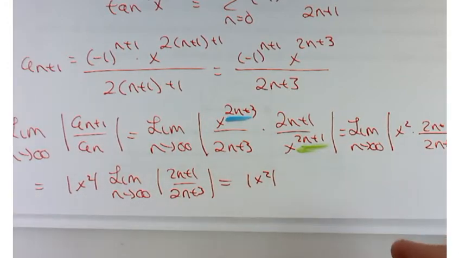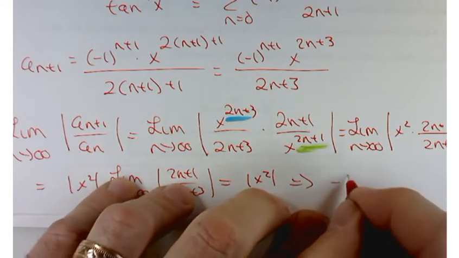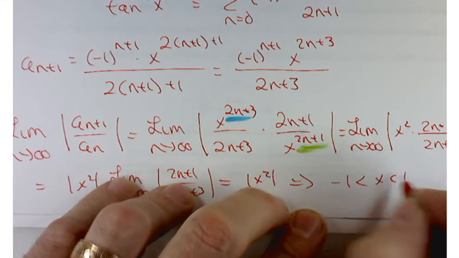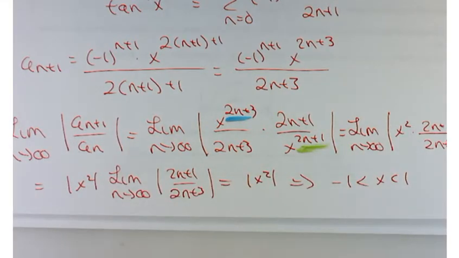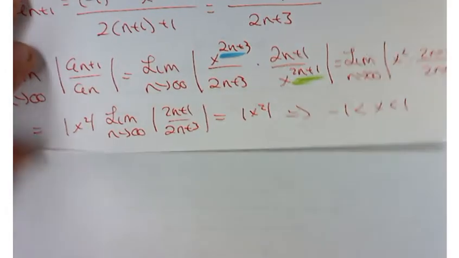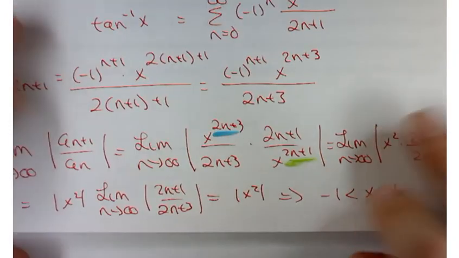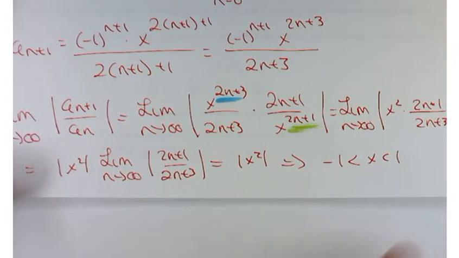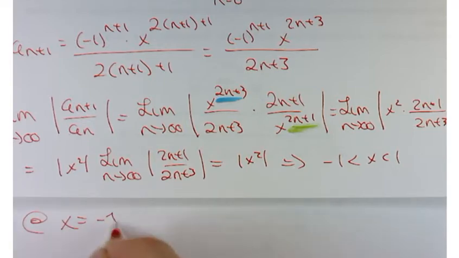So we get the absolute value of x squared, and we played with this before, so I'm not going to go through all the details. That means that this is going to converge on the interval negative 1 to 1. Nice. But you've got to check the endpoints. And something interesting happens at the endpoints. Let's check x equal negative 1 first.